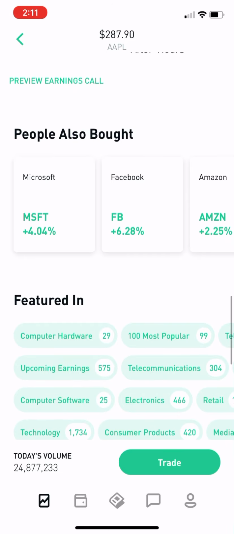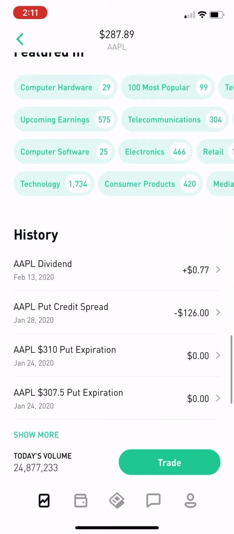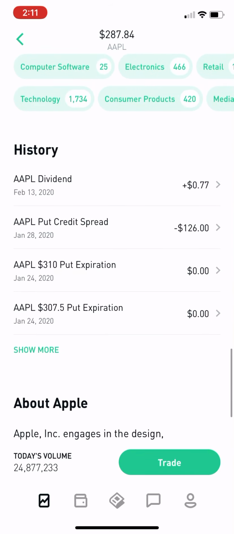You can also see the different stocks that people buy if they buy Apple. And you can see your history right here. So you can see right now that I actually got a dividend around 2 months ago from Apple of 77 cents. So it was a pretty nice little piece of cash that was added to my portfolio.